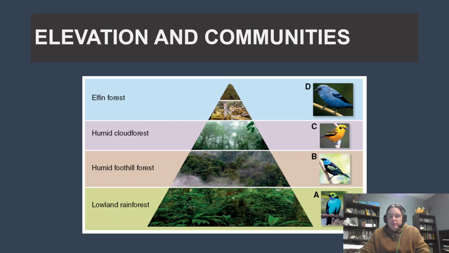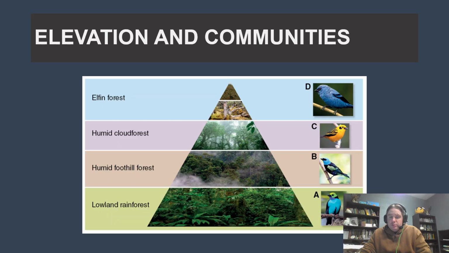If we were to look at tanagers in the Andes, for example, we would see that as we move further and further higher in elevation, the underlying vegetative structure of the system changes from lowland rainforest to, in this case, what it describes as a humid foothill forest, to the cloud forest, and then ultimately at the very highest elevations to elfin forest.